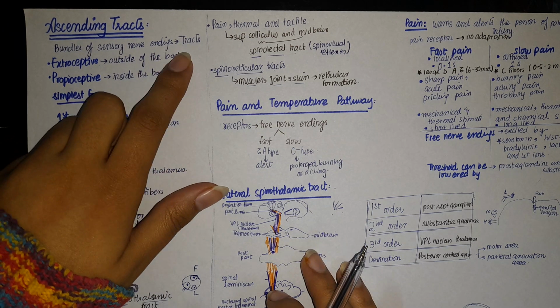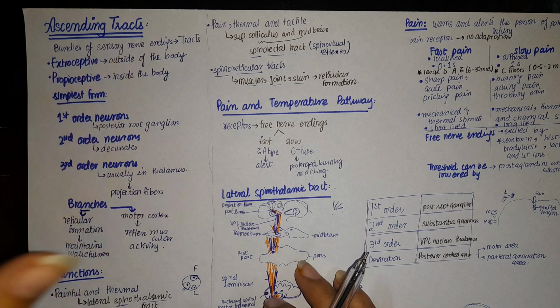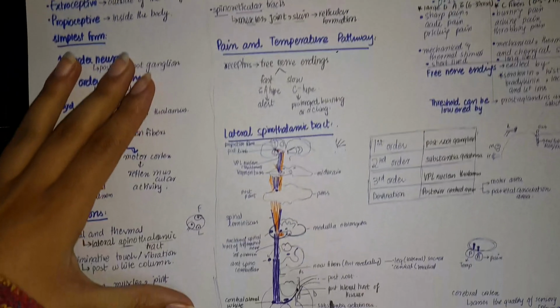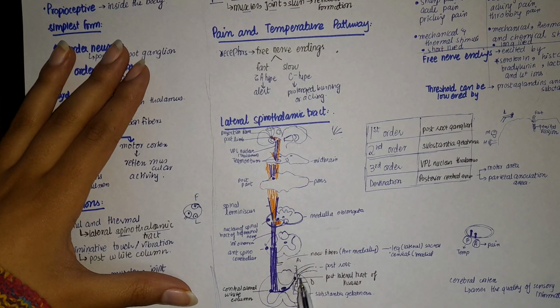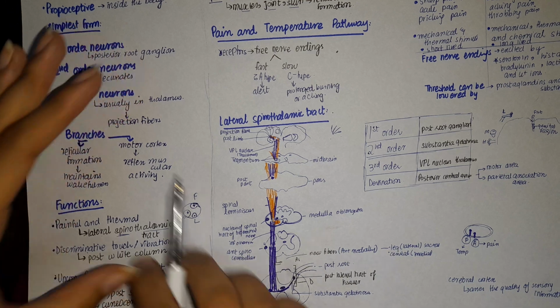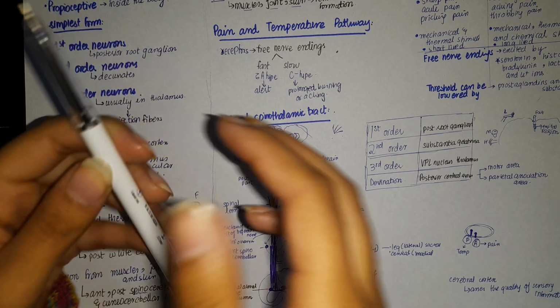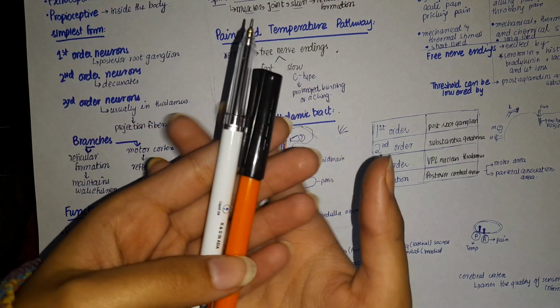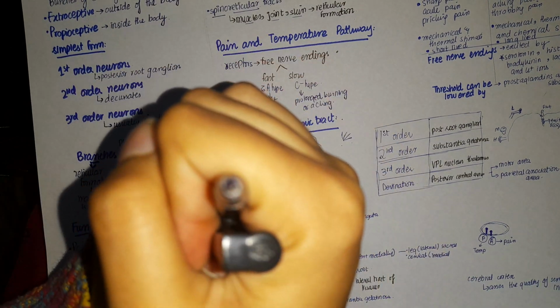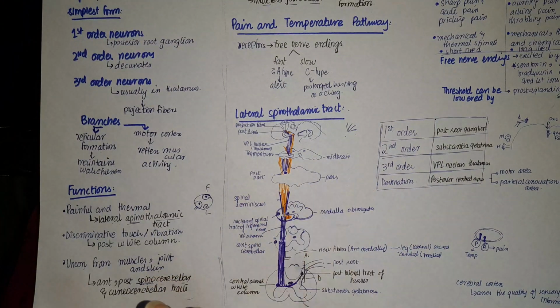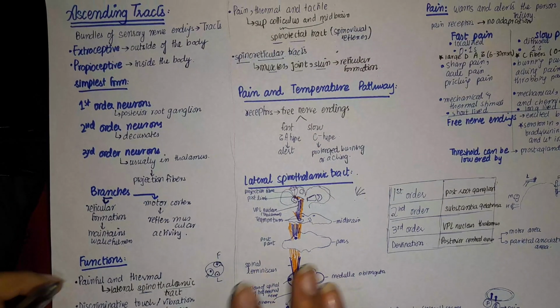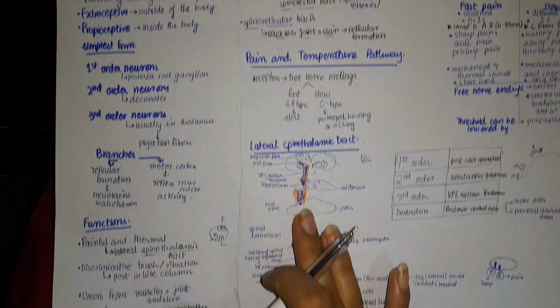Now, what is a tract? A tract is a bundle of sensory nerve fibers. When various sensory nerve fibers come together, like various pens, and are enclosed in a single sheath, that is going to make a tract. So this is the main concept of the ascending tracts, and we have discussed how many tracts there are.